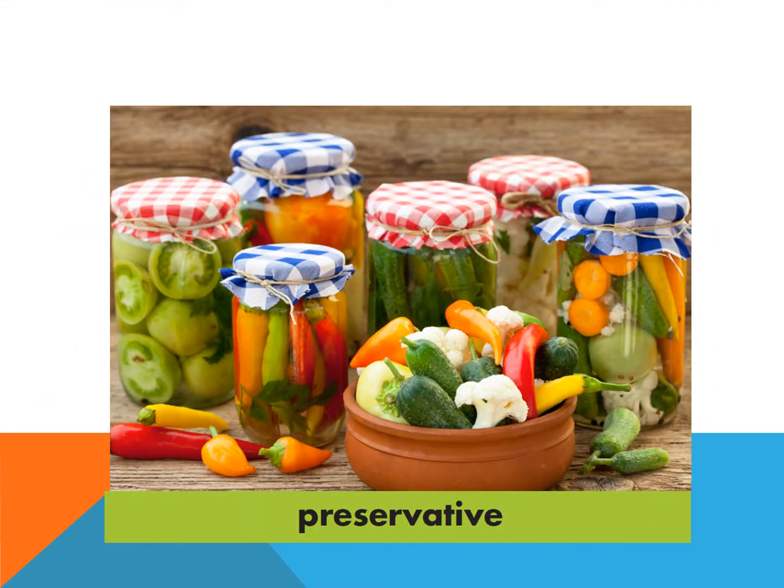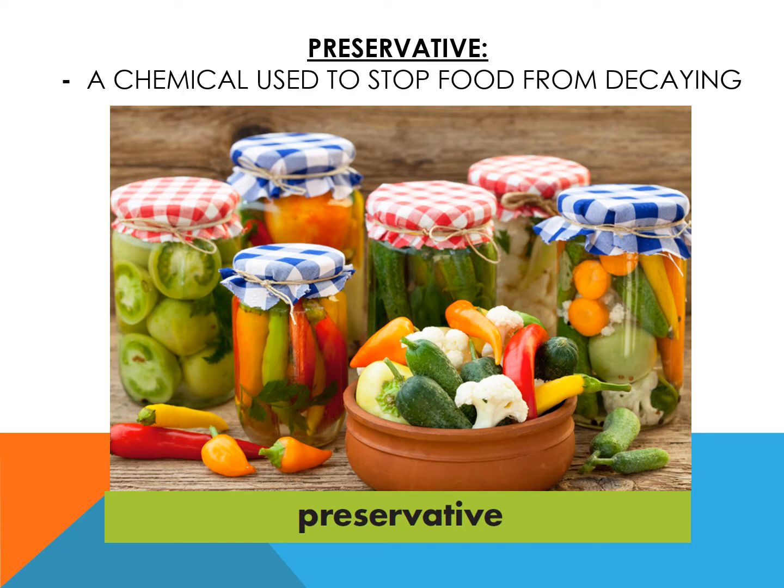Our next word is preservative. Have you ever had a look at the ingredients in any food product? Some of them include preservatives. What is a preservative? A chemical used to stop food from decaying. Preservatives are added to food materials so that they can stay fresh for longer.